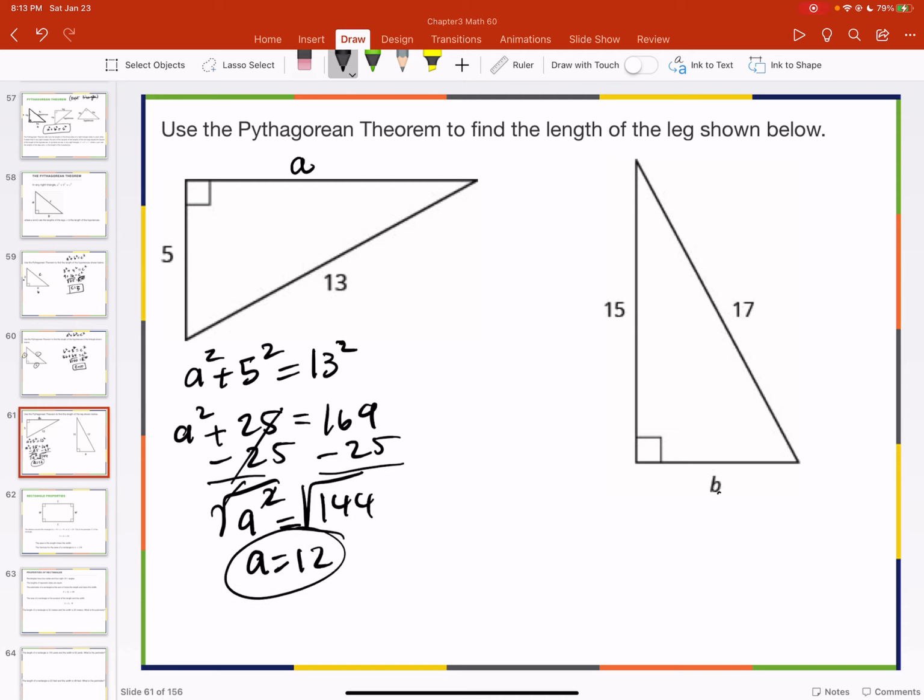So then here, the Pythagorean theorem would tell us 15 squared plus b squared is equal to 17 squared.